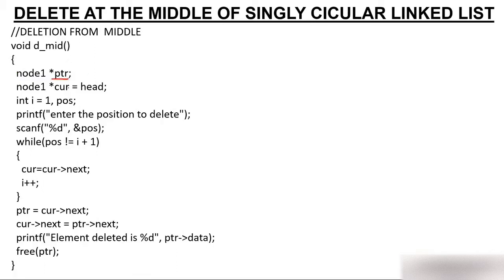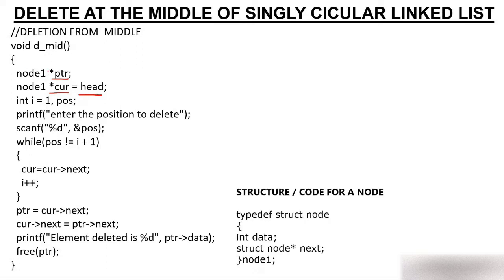So what you have created is a function delete mid, and there you have a pointer ptr and current, while you have current initialized with head, and the data type of both the pointers is node1. What is node1? I've already explained, and I'm asking you to kindly see my first video, that is of create.